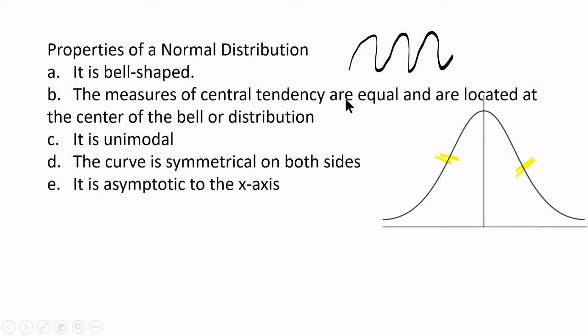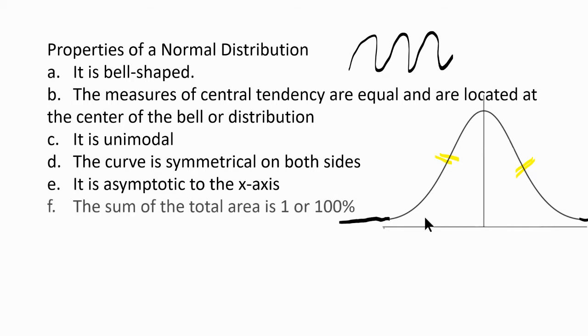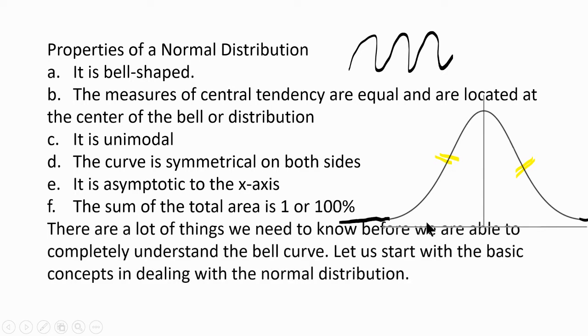And asymptotic on the x-axis. When you say asymptotic, it's gonna be extending on both sides of the bell curve. It's not gonna touch the x-axis. Okay? And the whole area is equivalent to 1 or 100%. Kaya nga yung iba minsan ito yung kalahati ng bell curve sa gitna. And there are a lot of things that we know about the bell curve.